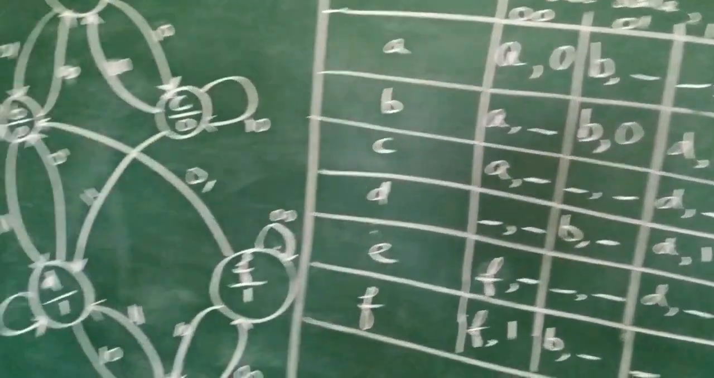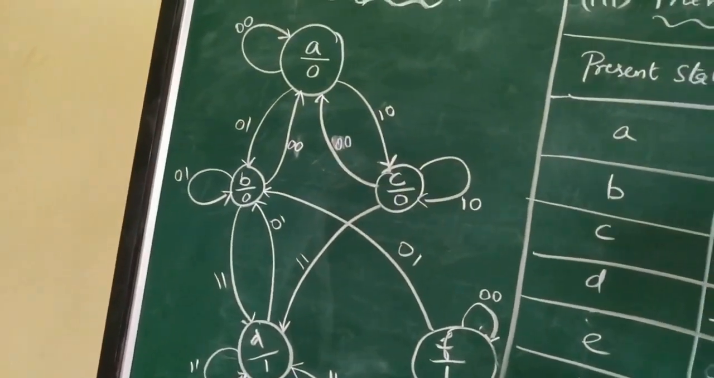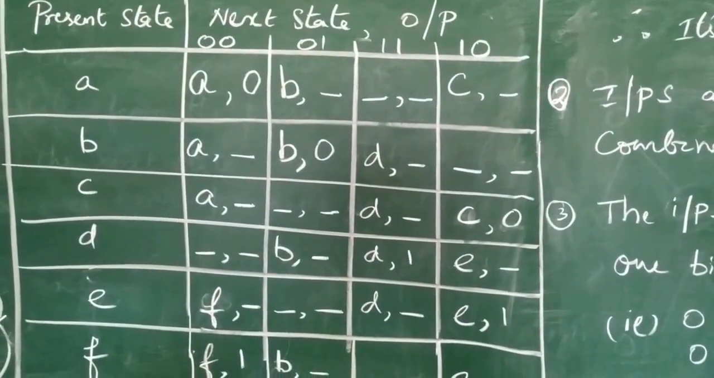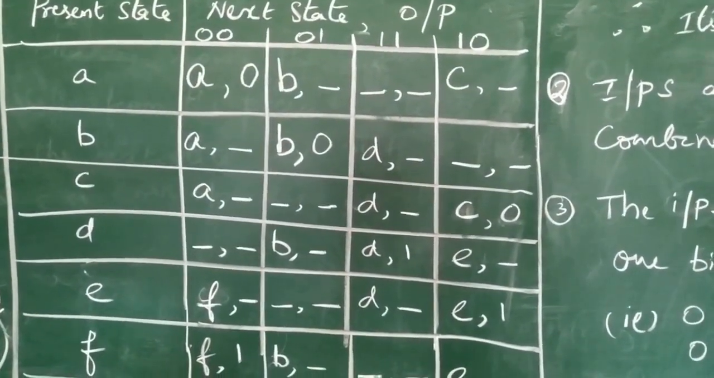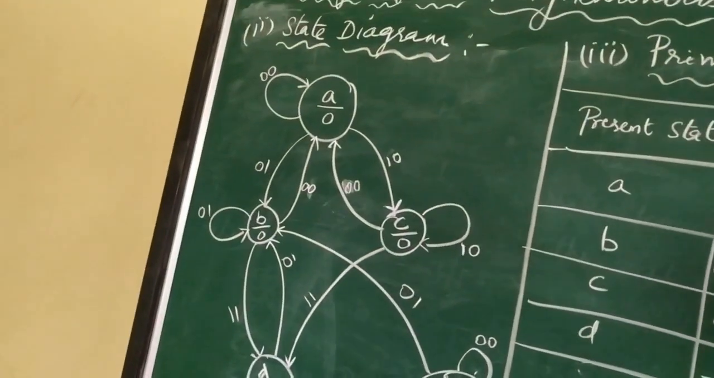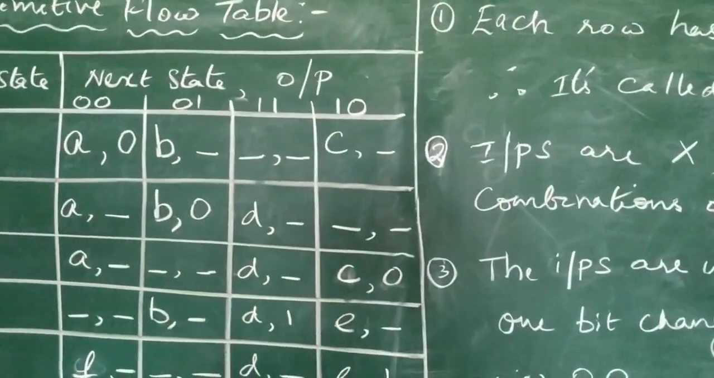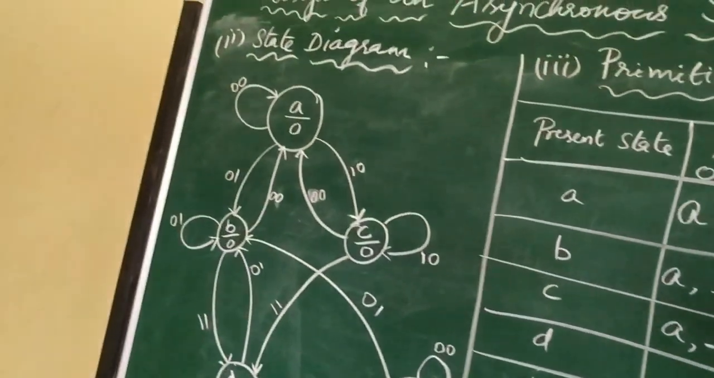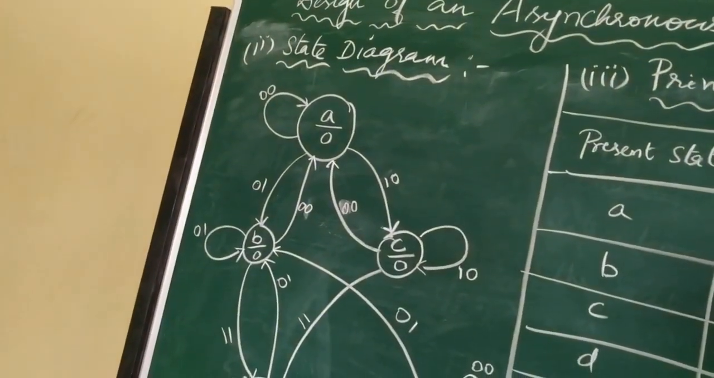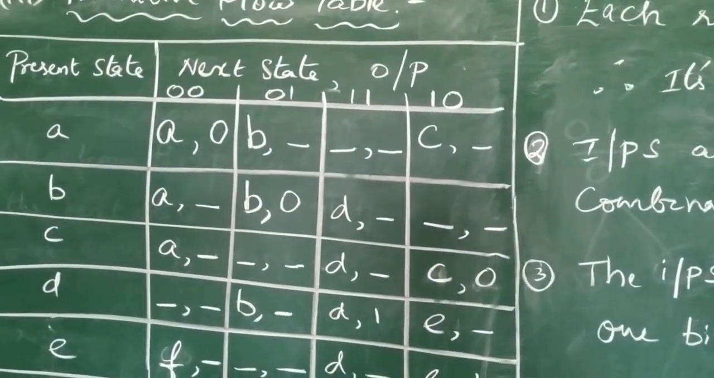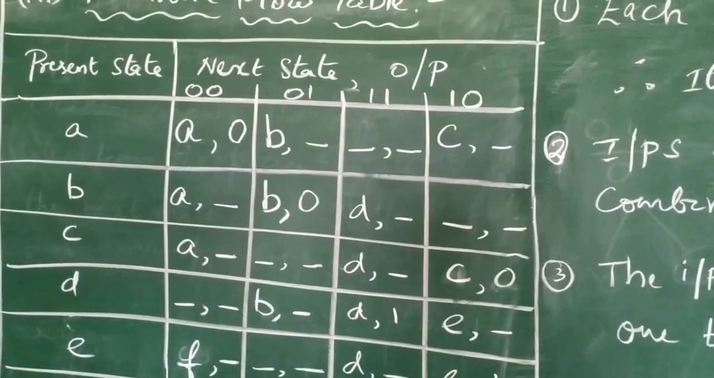So it goes to B. We have seen 0, 1 is the next state. In 0, 1 we have written B, comma, dash, because it is considered to be an unstable state. And from A it moves to C for 1, 0. So C, comma, dash, you write it in 1, 0. And there is no transition to 1, 1 from A. You can notice, so you have to put the next state also as dash, comma, dash in 1, 1.